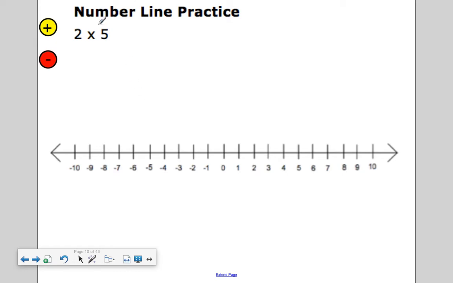What about 2 times 5? That's 2 groups of positive 5. So 2 times 5 is 10. So one group of 5, a second group of 5, so I'm at 10.